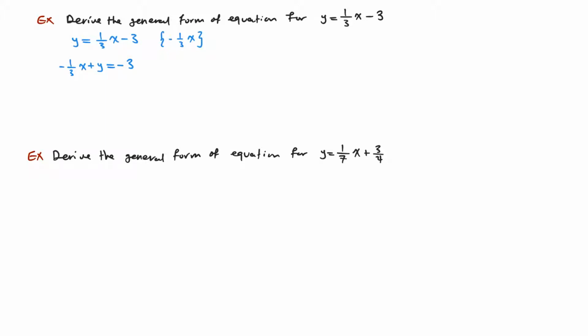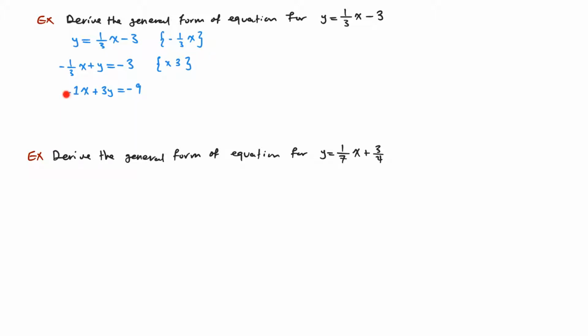I'll do it in 2 steps for this demonstration, but you can actually do this in 1 step. So I am going to multiply everything by 3 first. So 3 times negative 1 over 3 gives me negative 1x. Write the 1 for now. Plus 3 times y is 3y, and 3 times negative 3 is negative 9.